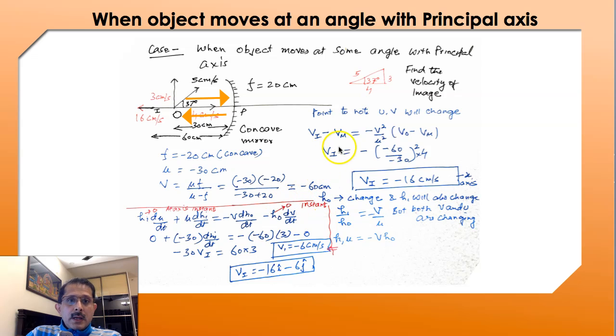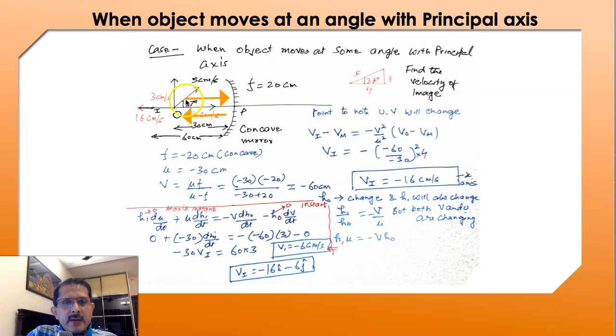Now look at this question. What they are saying is this body is moving in this direction. Okay, so point to note that u and v will change, right? Now, the first step of this question is this motion, which is in this direction, I will break it up into horizontal and vertical.